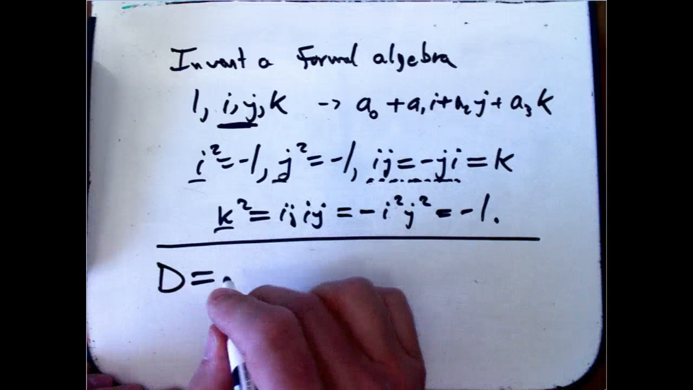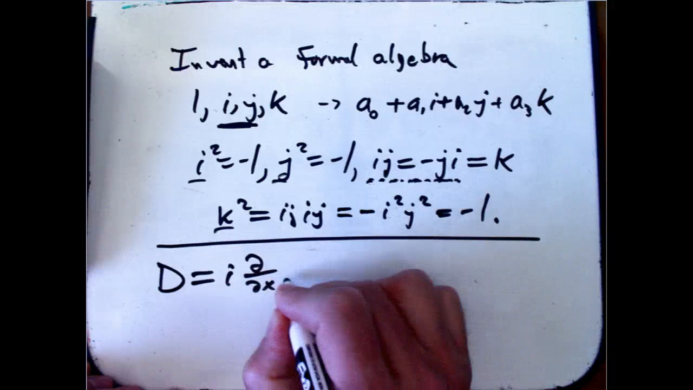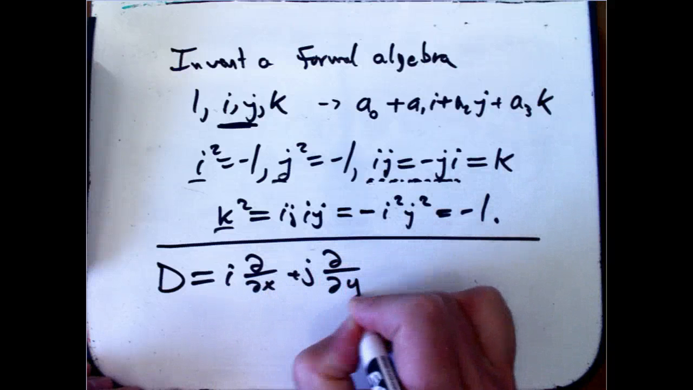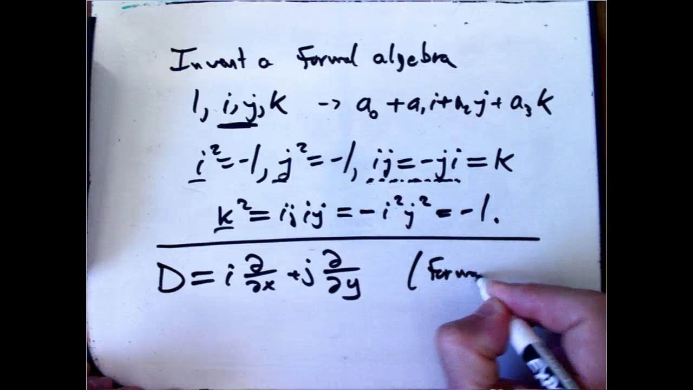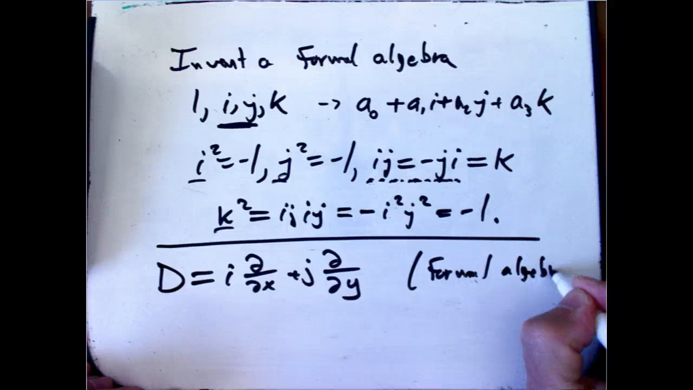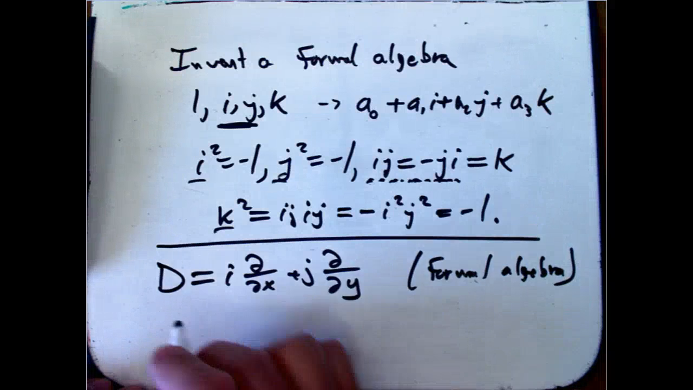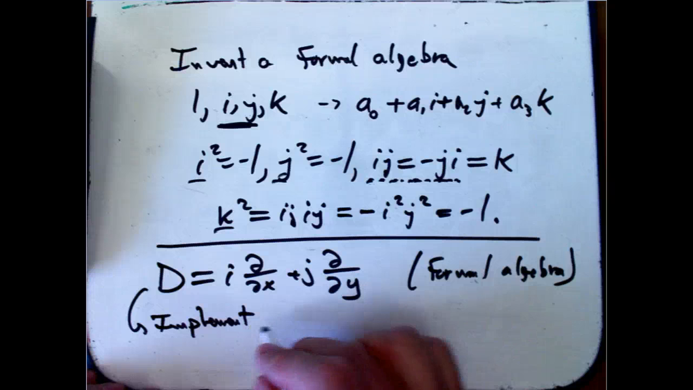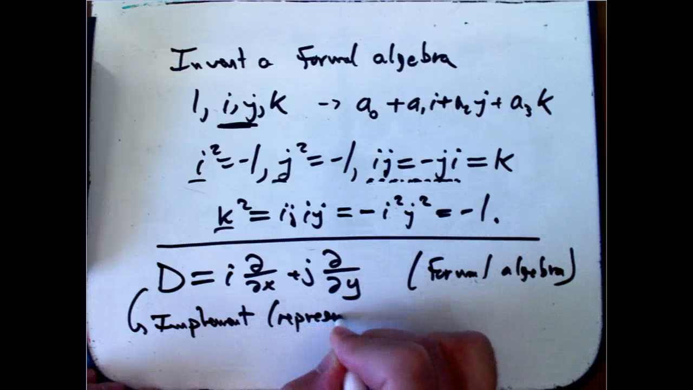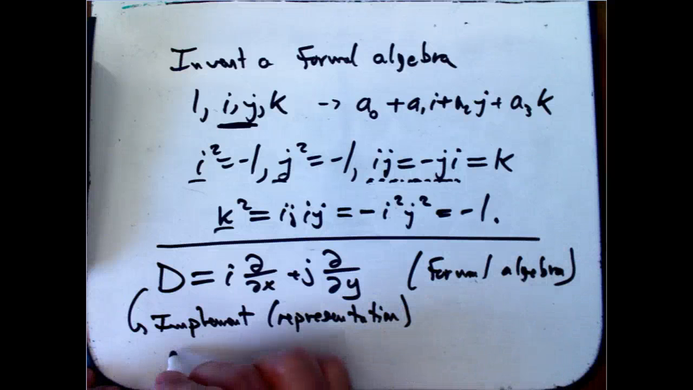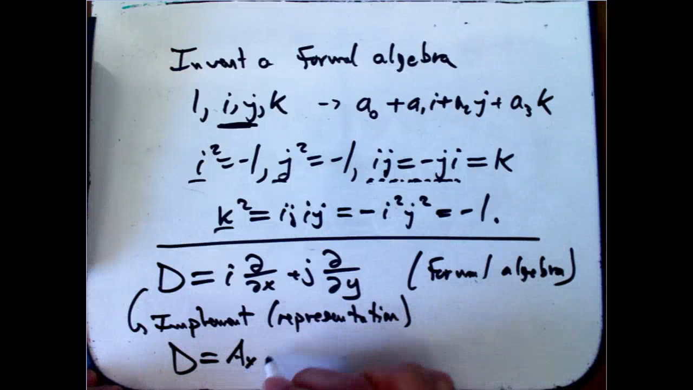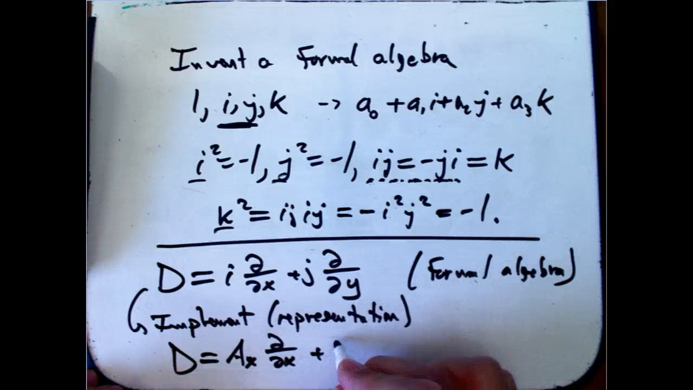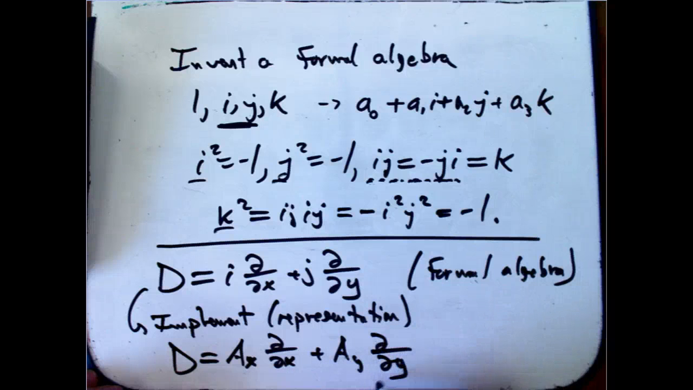I'm going to really let D be i d by dx plus j d by dy. And that's in this formal kind of formal algebra that sort of tells us the fundamental rules. And then I implement that, or what mathematicians call a representation of this formal set of rules, as D equals ax d by dx plus ay d by dy. And notice I'm shorthanding things a little bit. This really means Du equals ax d by dx of u plus ay d by dy of u.